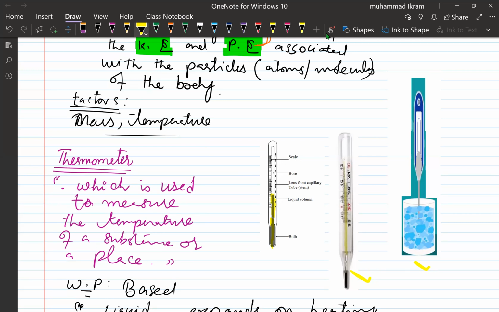Whenever the bulb comes in contact with a hotter object, or with any object, it quickly transfers heat from the object to the mercury, and the mercury responds. In the tube it rises and indicates a temperature, which can be noted down by using the scale here. Now, how the scale is designed, I'm coming to that point.